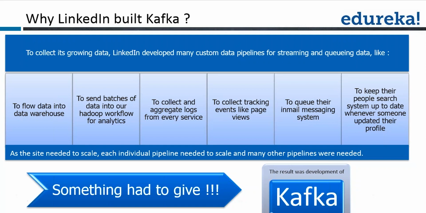They also wanted to collect tracking events like page views. This is activity log tracking, what the users are doing. They wanted to track that, to queue their in-mail messaging systems, and to keep their people search system up to date whenever someone updated their profile. These are cases where they wanted to analyze data very quickly. When they want the data quickly, they can send it to the analytics or processing engine. Once the data is there for processing, they can process it and update the system accordingly.